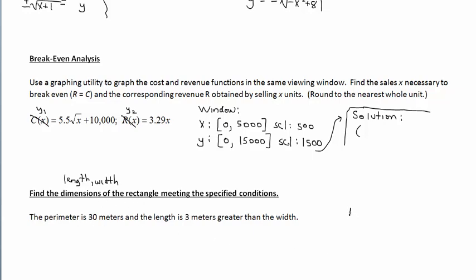So I'm going to come over here and draw an illustration of my rectangle. All right, so my perimeter is 30 meters. The perimeter is 30, and the length is 3 meters greater than the width. So the length equals 3 more than the width. So I'm going to go ahead and label my width here and here with W. So the top and bottom of the rectangle would be my lengths, both labeled with 3 plus W.